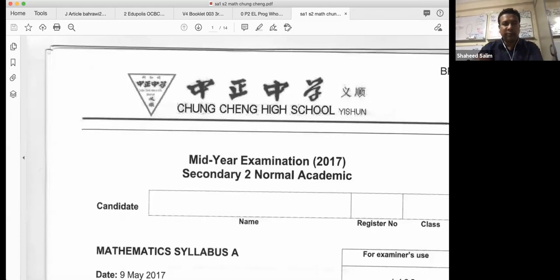Okay, we're gonna do a test paper, but we are gonna go through question by question. This is a mid-year paper. I think your exam is next week or the week after, like some 2 weeks, some 3 weeks, some 1 week.